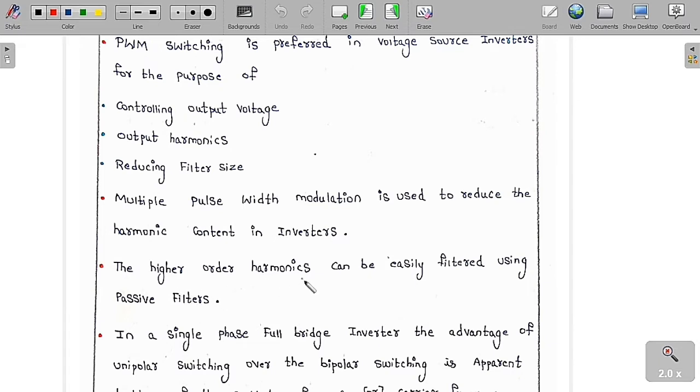The higher order harmonics can be easily filtered using passive filters, because as the harmonic frequency increases, the peak value decreases. So therefore, simply we can easily remove them with the help of passive filters.